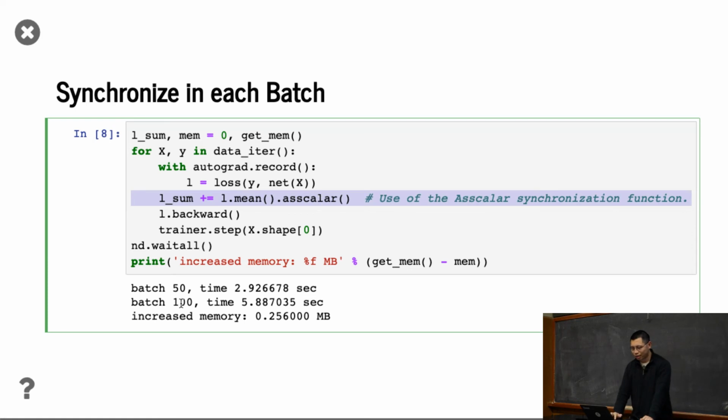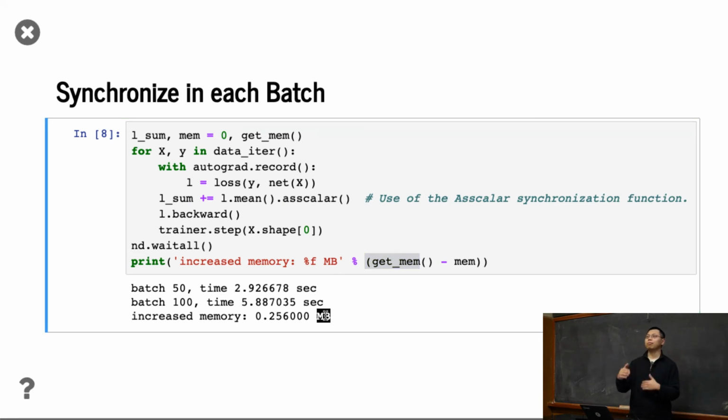So you can see that at batch 50, the time is 3 seconds, and at batch 100, the total time is almost 6 seconds. And for the increased memory, we benchmark the memory at the beginning and at the end. We didn't increase memory too much for this process.